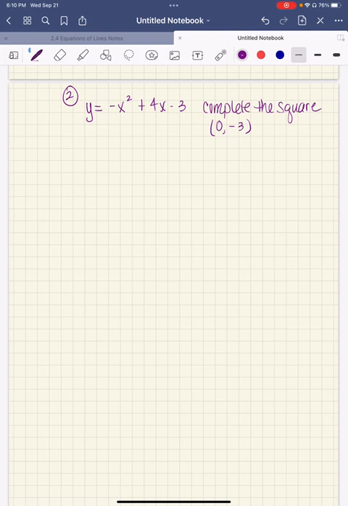Okay, a must be 1. But a is not 1, a is -1. So I'm going to add 3 to both sides. And you have to factor out the negative sign. So it becomes x² minus 4x. Be very careful with that. -1 is not the same thing as +1. Complete the square, take half of b and square it, which I believe is 4.